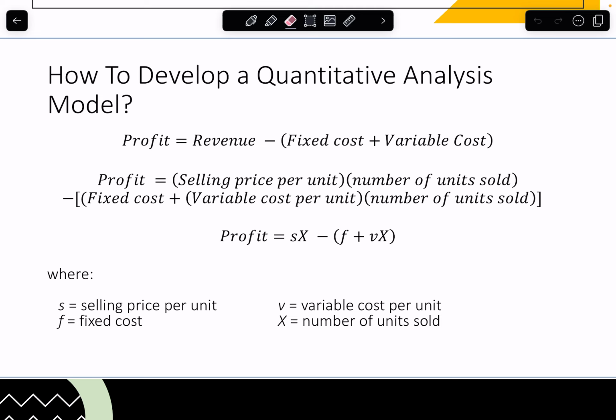For the revenue, that's simply the selling price per unit multiplied by the number of units sold, minus the fixed cost, plus the variable cost per unit times the number of units sold. So this would be our profit model. S is the selling price per unit, X is the number of units sold, F is the fixed cost, and V is the variable cost per unit.